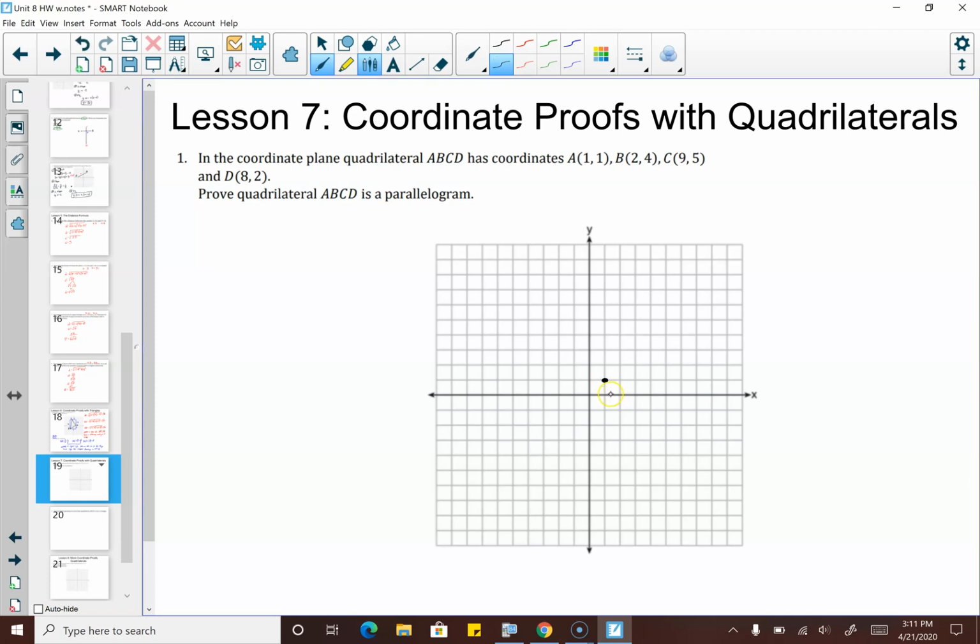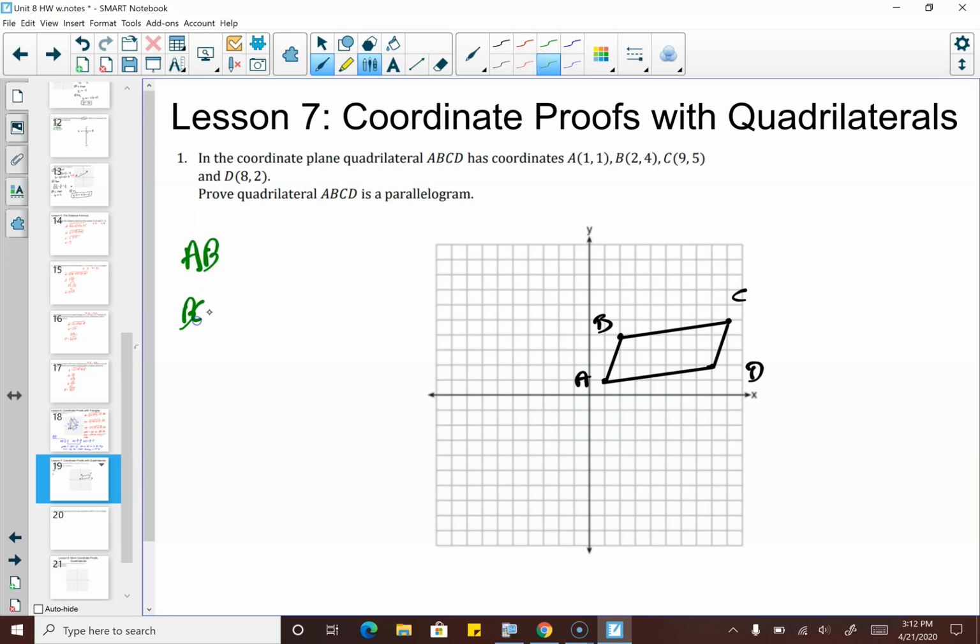So there's A (1,1), B is (2,4), C is (9,5), and D is going to be (8,2). All right, so there's our points. We'll connect them to make a quadrilateral that, according to this, should be a parallelogram. So the easiest way to do our parallelogram is to do all of our slopes.